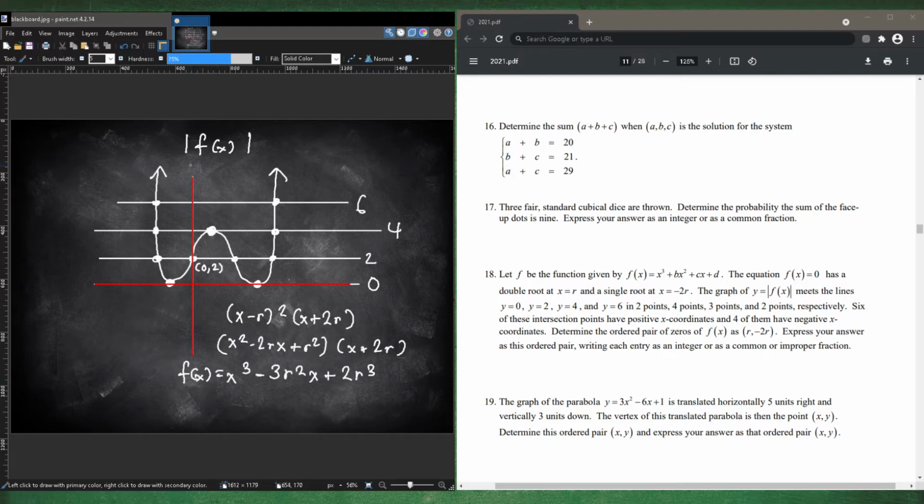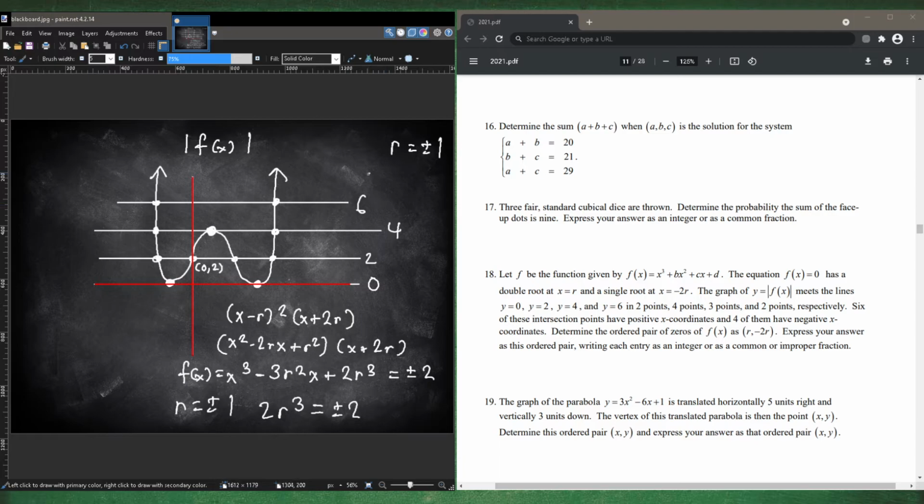So remember this was f of absolute value of x. So this is either plus or minus 2 because it could have been right here but flipped over to the top. So when we plug in 0, that's either plus or minus 2. So when we plug in 0 in here, that means 2r to the power of 3 equals plus or minus 2. That means r equals plus or minus 1.